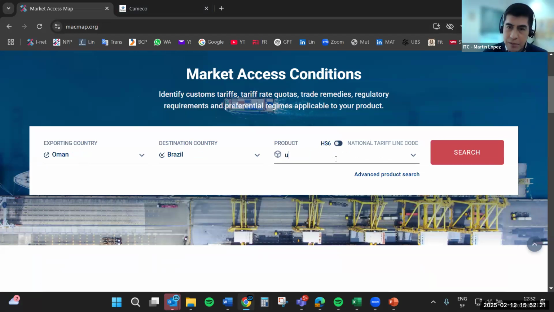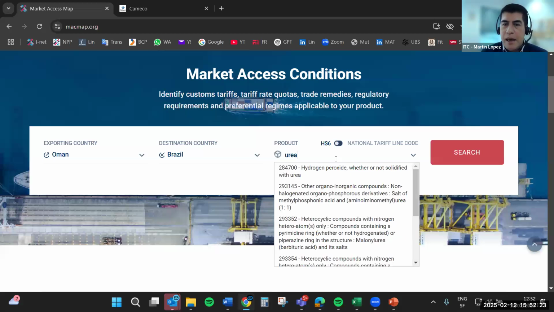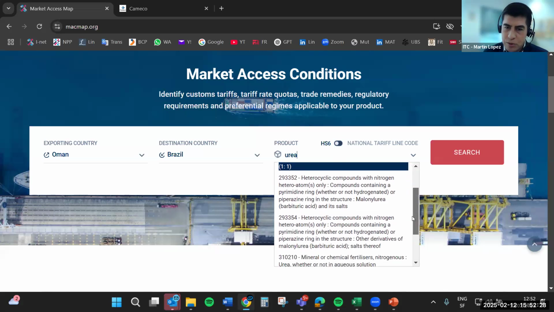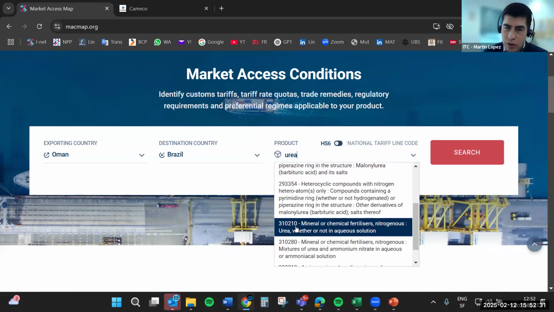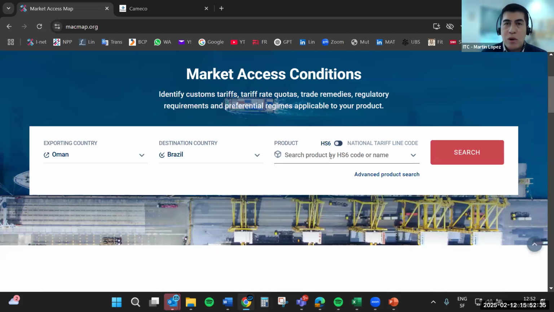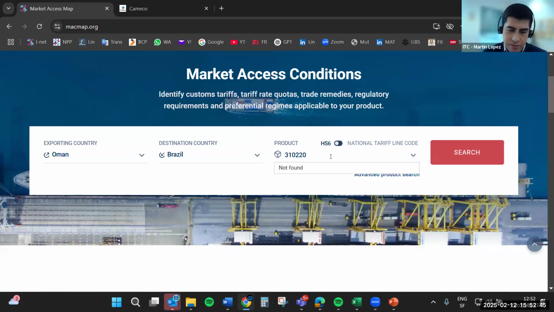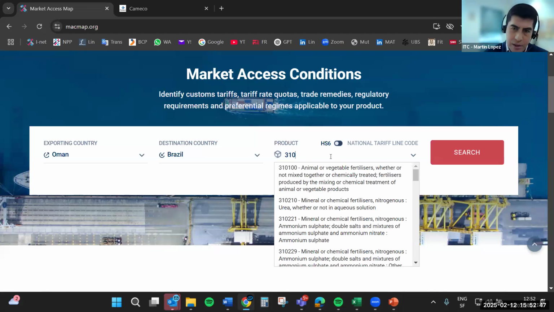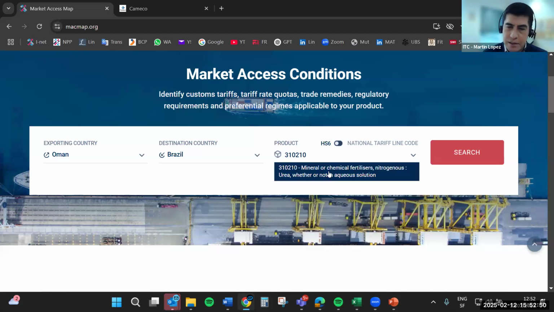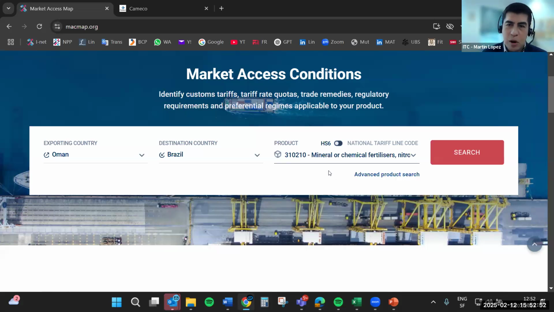So I can just type urea, and the system will suggest the codes that contain that word, and it's 310210. But if you don't want to type, and if you already have your specific tariff code, you can just type 310210. Okay, that is urea for those of you who know the code by heart. So I will click on search.